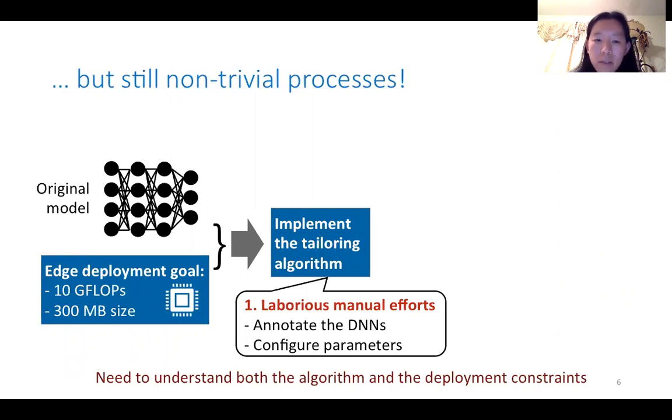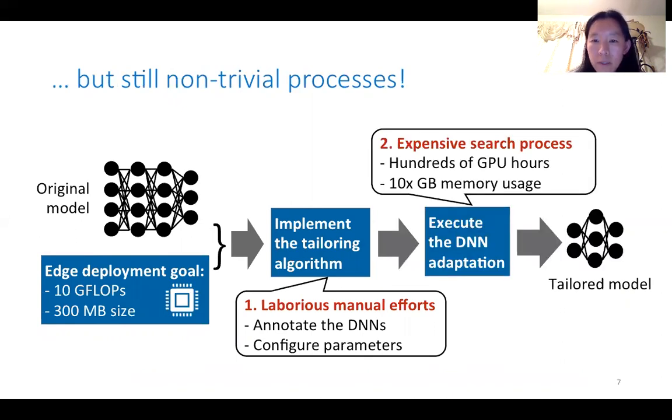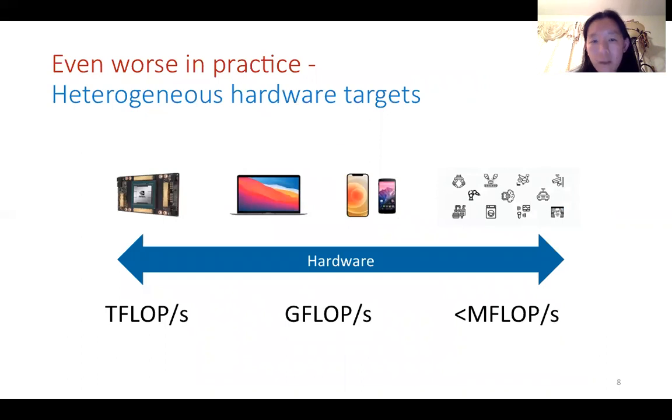First, you need to implement the algorithm, which may require laborious and, more importantly, error-prone manual effort. What's implicit is also that you need to understand both the algorithm and the runtime constraints. That can be a lot of expertise involved. Then, the actual search process is very expensive, taking a lot of time and also a lot of memory usage. And all of that just for one target.